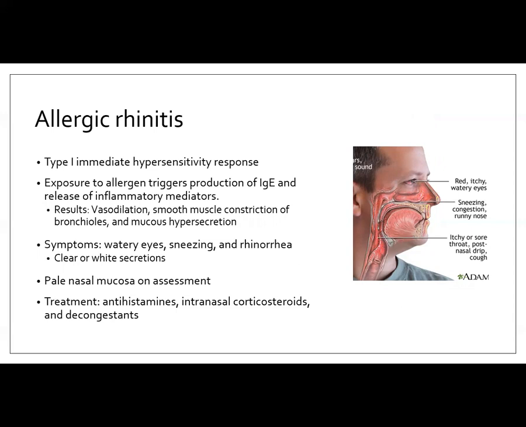Exposure to allergen triggers production of immunoglobulin E, because remember E, epinephrine, so that's the one that's going to be released, and release of inflammatory mediators. So this results in vasodilation, smooth muscle contractions of the bronchioles, and mucus hypersecretion. Some of your symptoms include watery eyes, sneezing, rhinorrhea, and clear or white secretions. They'll have that pale nasal mucosa on assessment, and treatments can be things like antihistamines, intranasal corticosteroids, steroids, and decongestants.